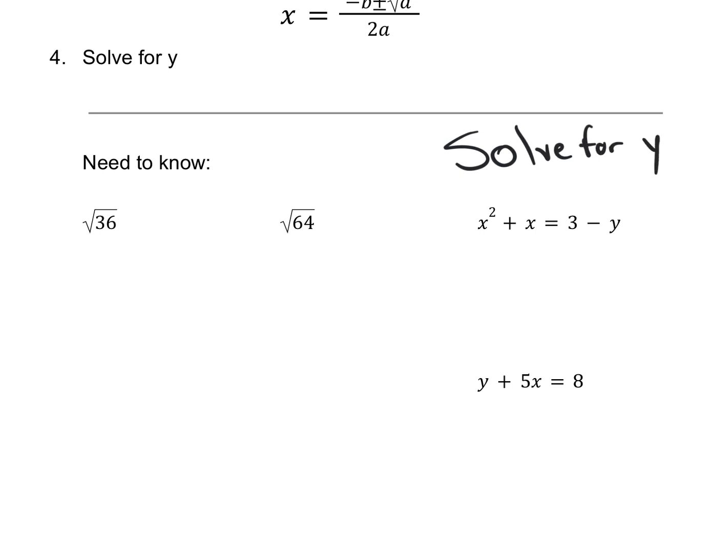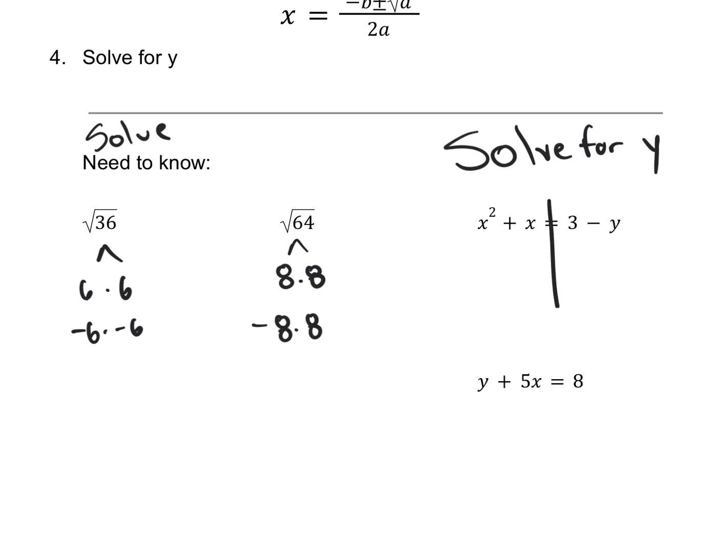So to find the square root of 36, it's going to be 6 and 6. But because we are going to solve, you also need to use -6. Same thing for the 64. To get 64, you multiply 8 times 8. But because we're solving, you also have to use the -8.